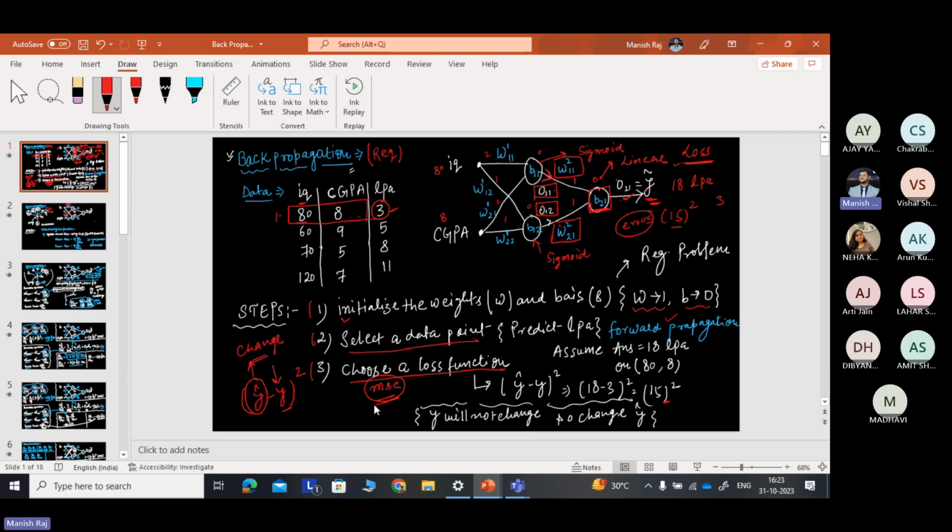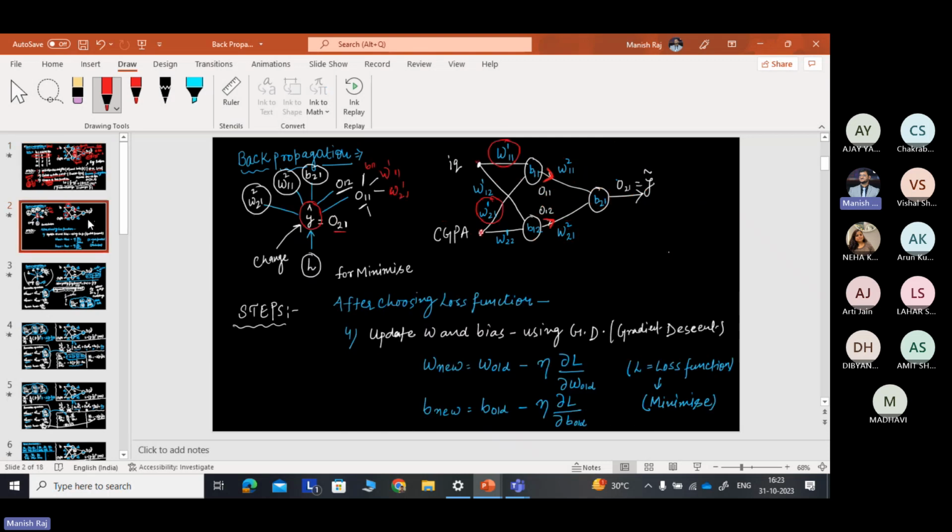Okay. So you understand, sir, I will choose a loss function. I will find the error. Then what? If you have done this, after choosing the loss function, you have to update the W's and biases. Most of the time you will change the W's and biases. This also depends on the previous W's and biases.